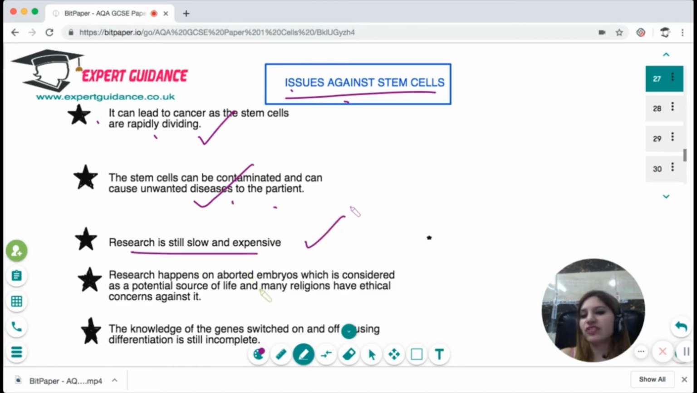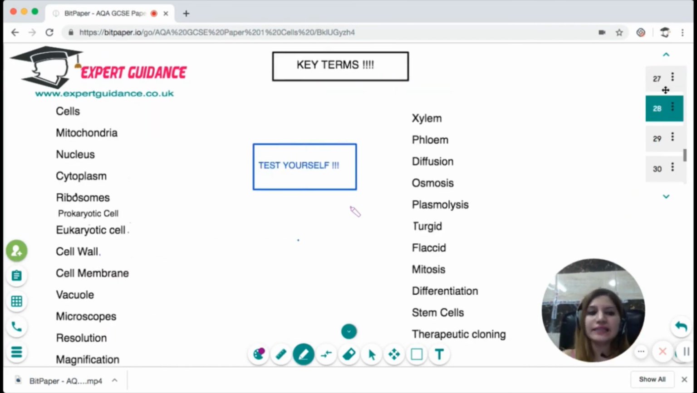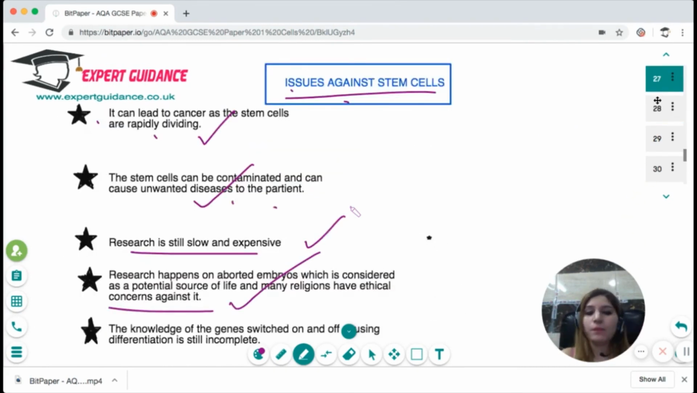The research happens on aborted embryos, which are considered a potential source of life, and many religions have ethical concerns against it. And the knowledge of cell specialization, what genes get switched on and off on differentiation, is still incomplete.